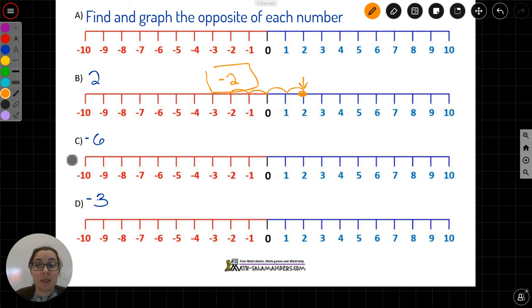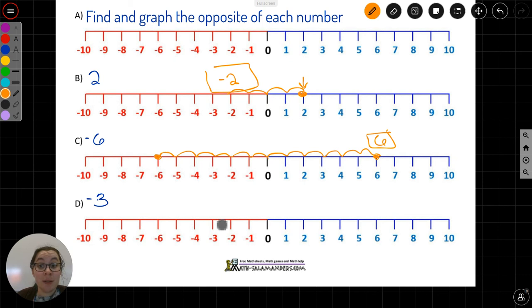Let's look at negative 6. Let's find negative 6 on the number line. Negative 6 is right here. And it is 1, 2, 3, 4, 5, 6 hops, or units from 0 on the number line. So the opposite of a number is just this on the other side. So 6 hops on this side. 1, 2, 3, 4, 5, 6 right here. So the opposite of negative 6 is positive 6. You might be seeing a pattern here.